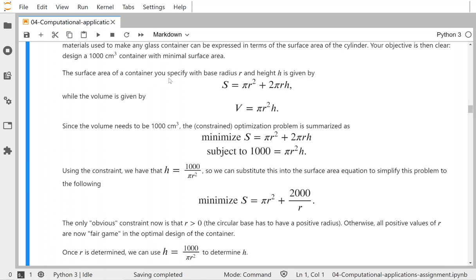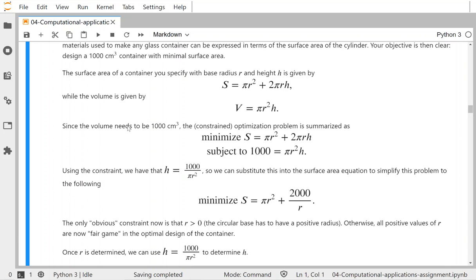The surface area of a container you specify with base radius r and height h is given by this formula, which follows just from simple geometry. Pi r squared is the area of the base of the right circular cylinder, and 2 pi r h is the surface area of the sides of your container. You add the two up to get the total surface area, which is a function that describes the cost of all the glass required to make it. The volume of a right circular cylinder is simply pi r squared times h, which is the area of the base times the height of the container.